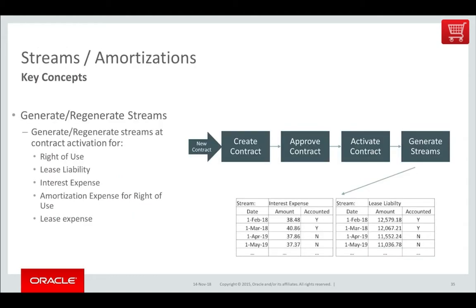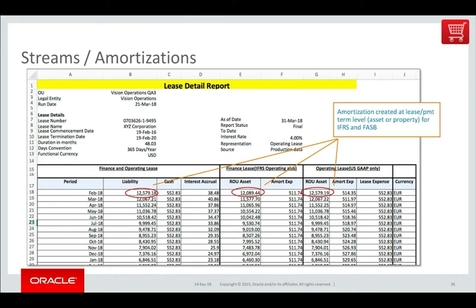Okay, that's how you create the contract. And once that contract's created, we generate all the amortizations for it. So we'll create the ROU and liability and interest expense. For each period of the contract, we generate that information. And this is a sample of what it looks like.